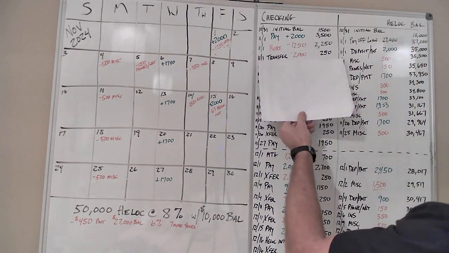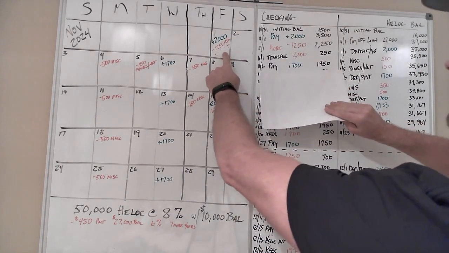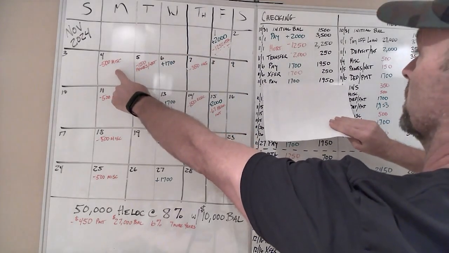So we're back here. We transferred $2,000. This is here on the 1st. And then we got, looks like I forgot my $500 here.